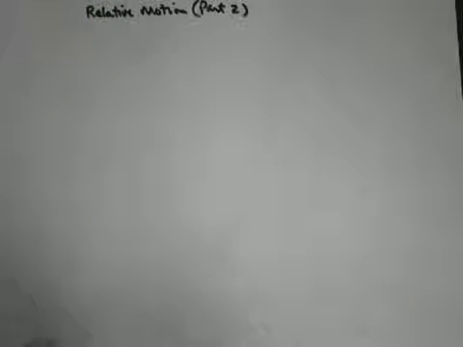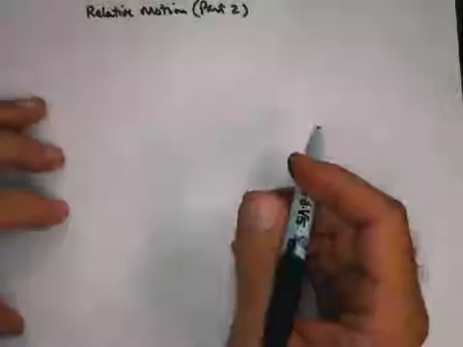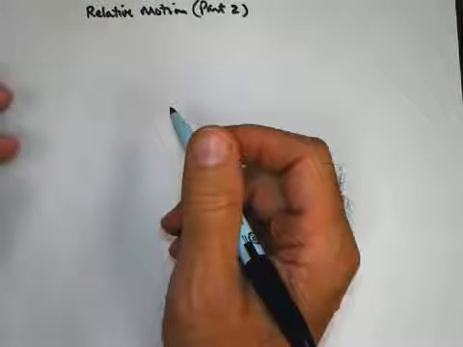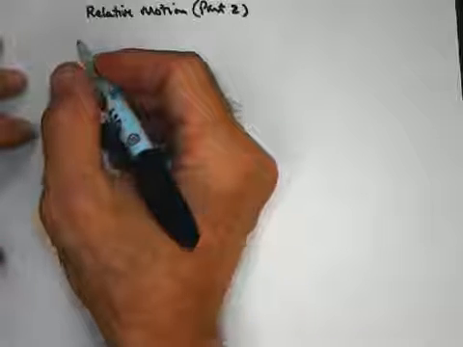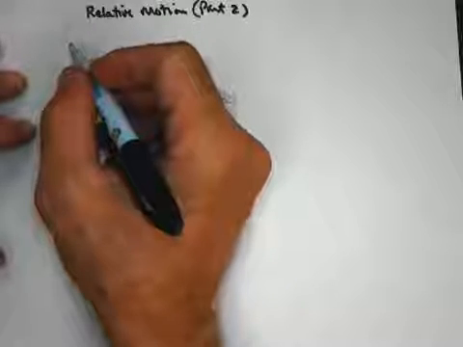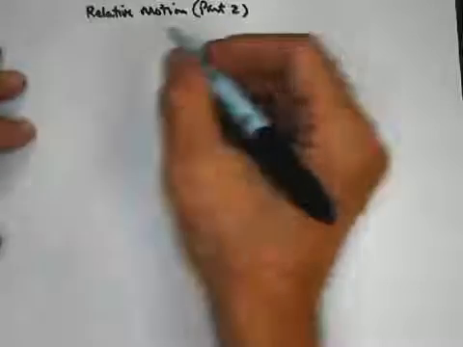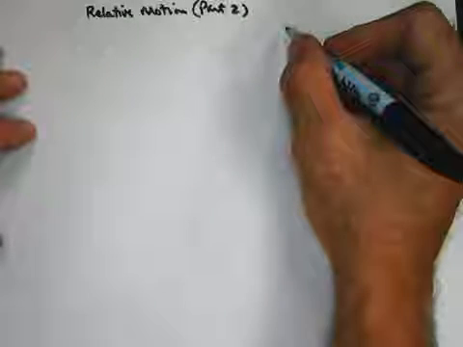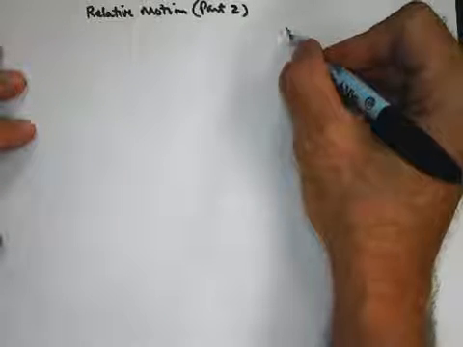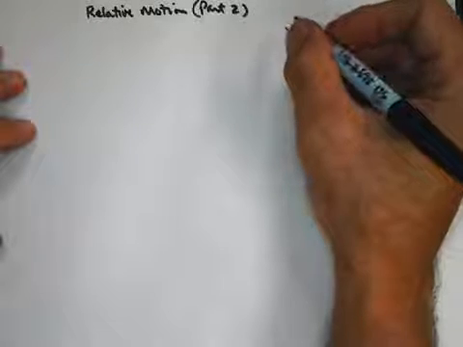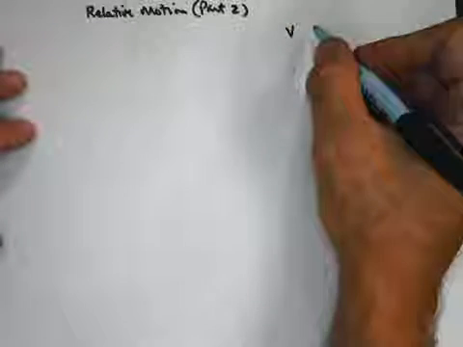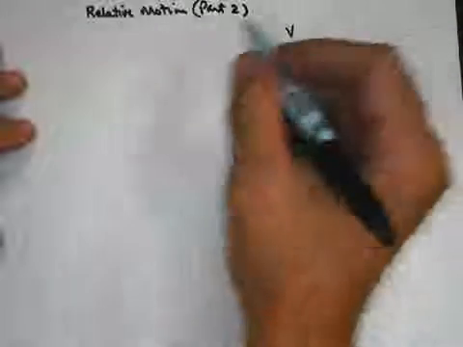Hi everybody, this is part 2 of the relative motion video. I'd like to do a couple of problems here. Let's take an airplane problem. And remember, in review, I want to be able to use the relative velocity formula here. Well, I'll put that later.